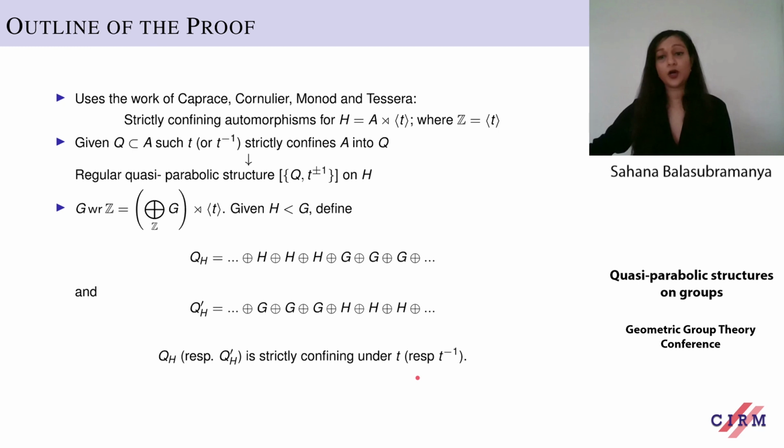And when I do this process for every proper subgroup H of G, I get an entire collection of Q_Hs, all of which are confining under T, and I get another collection Q prime of H, all of which are confining under T inverse. And this is exactly what creates those two disjoint copies of S sub G in my partially ordered set. One that corresponds to the Q_Hs and the other that corresponds to the Q prime of Hs.